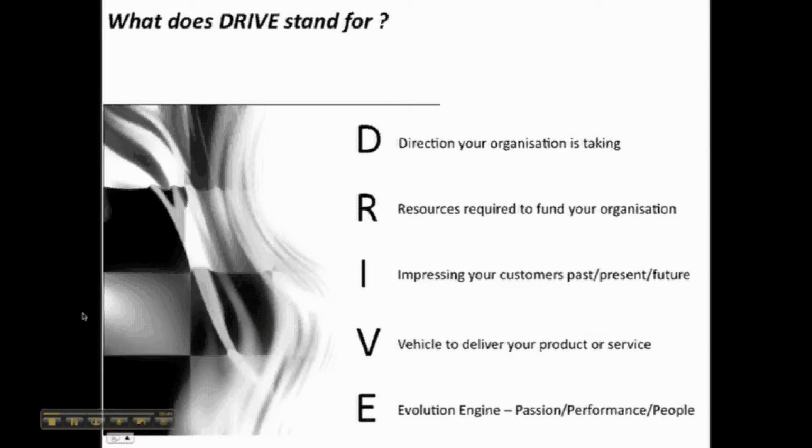We then need to think about the resources in your business and what you need to fund it in terms of profit, working capital and return on investment. We're then going to consider your customers or your clients and what you need to do to impress those that are past, present and future. We're going to think about the vehicle that you use to deliver your product or service to your customers. And finally, we're going to think about the evolution engine, which is the passion, the performance and the people in your business and those skills that they have that you use to deliver your product or service.